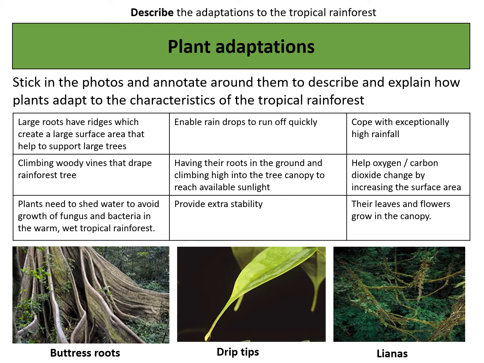Now, lianas, think about Tarzan when he's swinging from tree to tree. That is a liana. A drip tip is what I mentioned before, those leaves that have the points on them to allow the water to drop off, so it drip tips off. And then the buttress roots, we can see, are those very thick roots that allow those evergreen trees that we find in the emergent layer to grow really high up into the tropical rainforest.